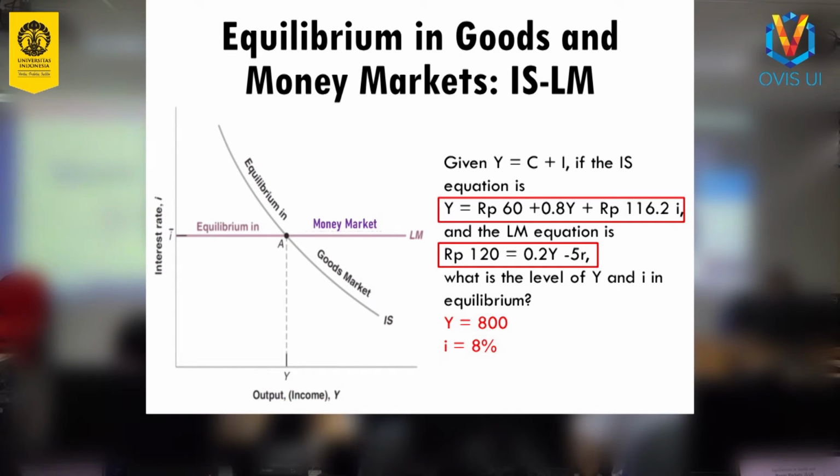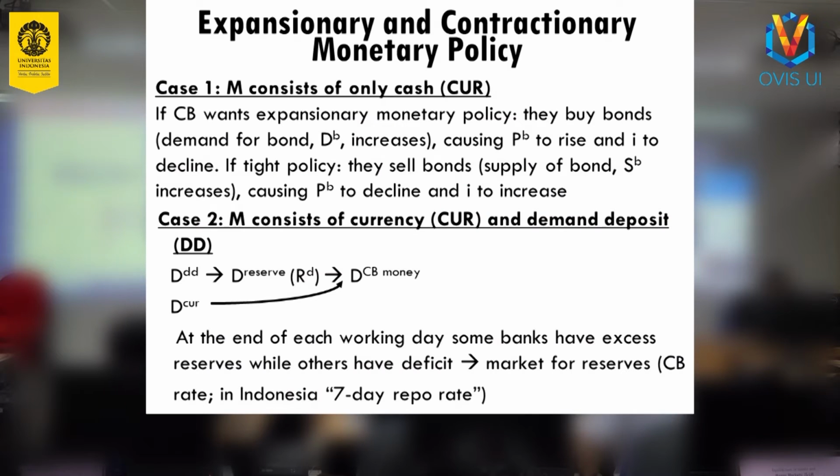So what we learned so far is basically the mechanism that will generate output level on the x-axis and the interest rate level on the y-axis. That's basically what we accomplished today. So now we know how to determine the level of output in an economy and how to determine the interest rate in the economy.